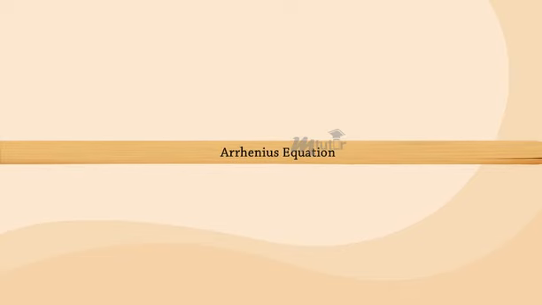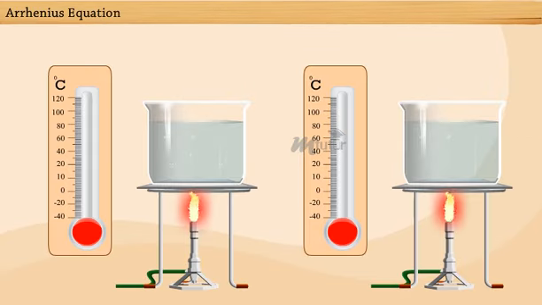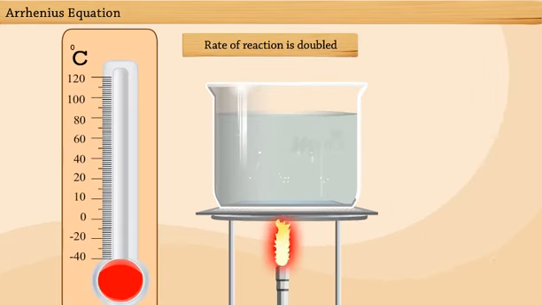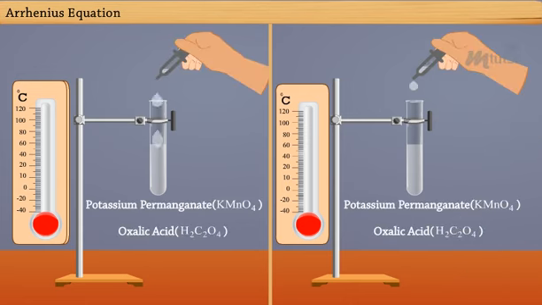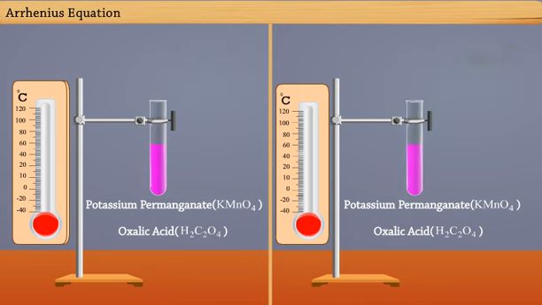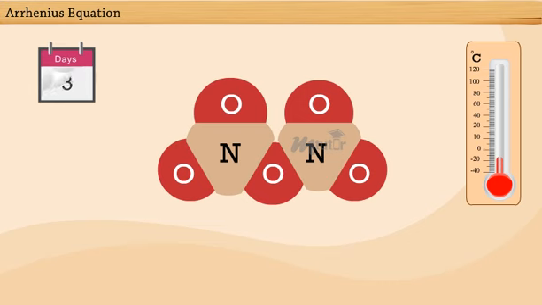Arrhenius equation. For a chemical reaction, if the temperature is increased by 10 degrees Celsius, the rate constant, or the rate of a chemical reaction, is nearly doubled. Let's start with some examples of the temperature dependence of the rate of a chemical reaction. In a mixture of potassium permanganate and oxalic acid, the potassium permanganate gets decolorized faster at a higher temperature than at a lower temperature.